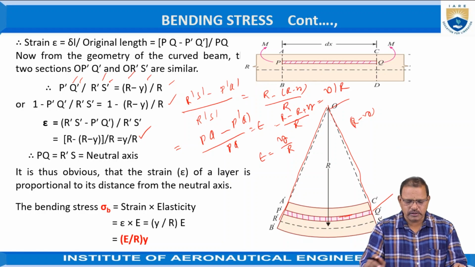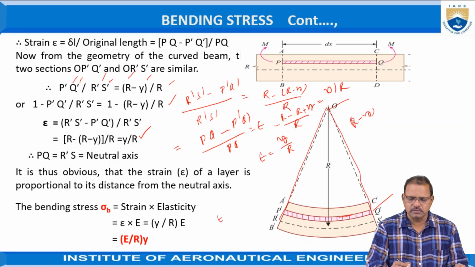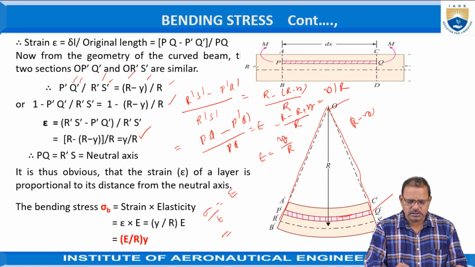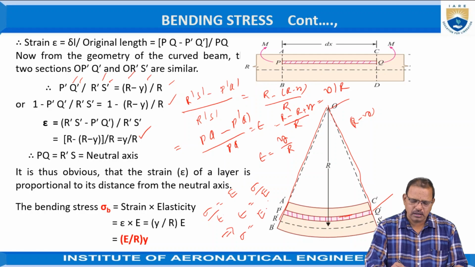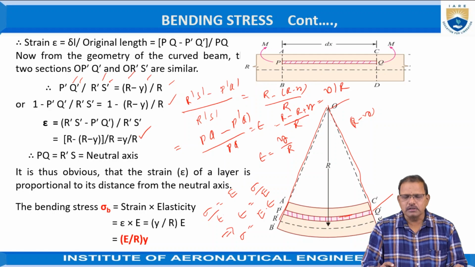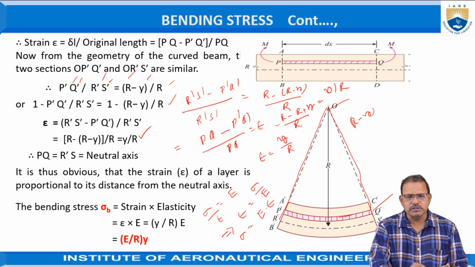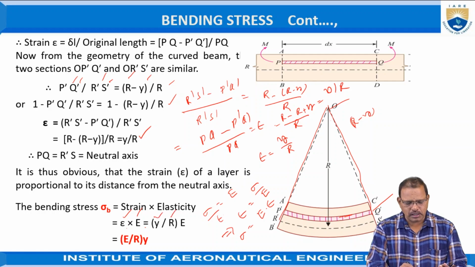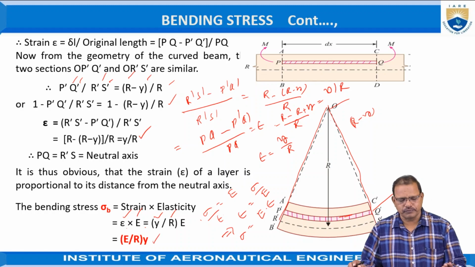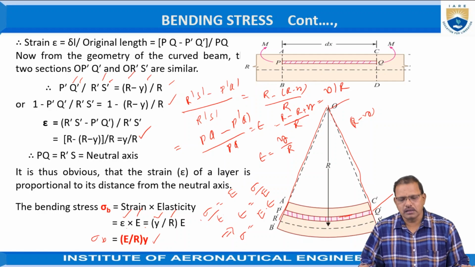Now for bending stress, we have the equation: stress by strain is equal to Young's modulus. From this relationship, strain is equal to sigma divided by E, or sigma is equal to E into epsilon, where E stands for Young's modulus and sigma is the bending stress at a distance of Y from the neutral axis. So sigma B, the bending stress, is equal to strain multiplied by the elasticity, epsilon multiplied by E. Epsilon we already determined is Y by R, hence sigma B is equal to E by R into Y.